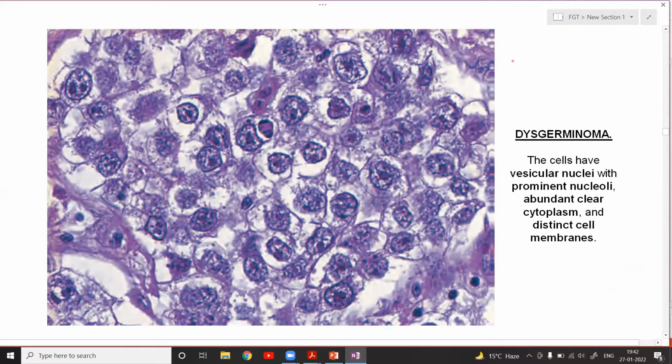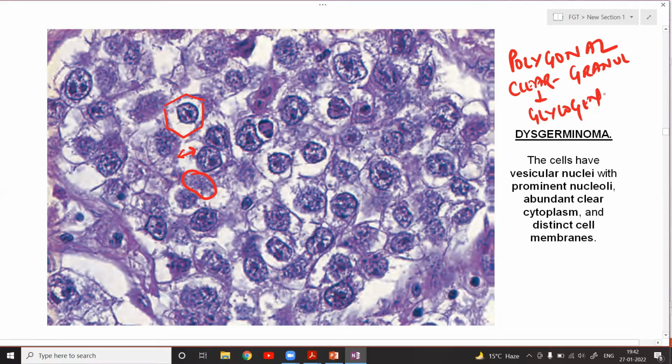So these cells are polygonal in nature, number one. They have a clear to granular cytoplasm. I hope you all can appreciate, they are polygonal. In some places they have eosinophilic granular cytoplasm, but at places they are clear. Why are they clear? Because they contain glycogen.